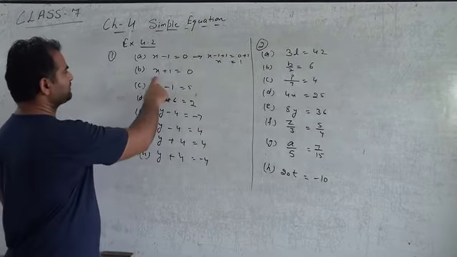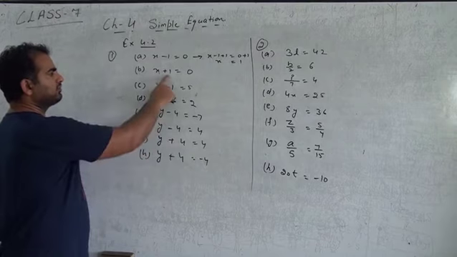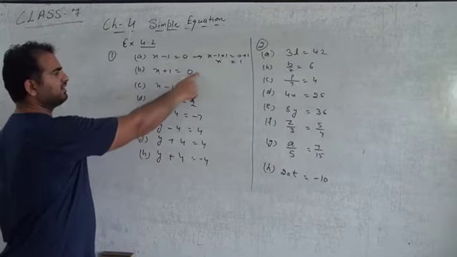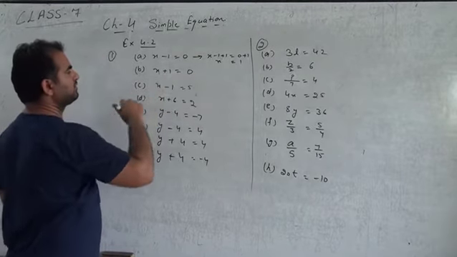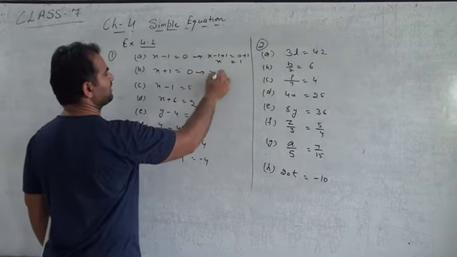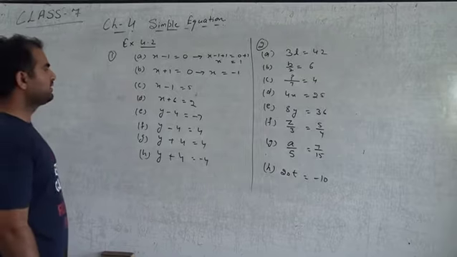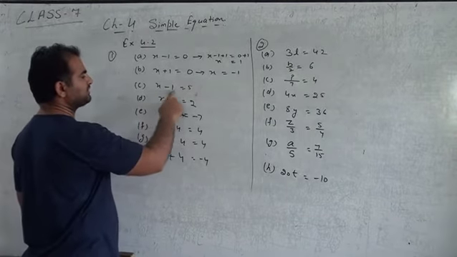So again, in question number B, what we have to remove? We have to remove this minus 1. So we will add 1 there and there, both sides. So it will be x equals to minus 1. Done? Question number C, x minus 1 equals to 5.